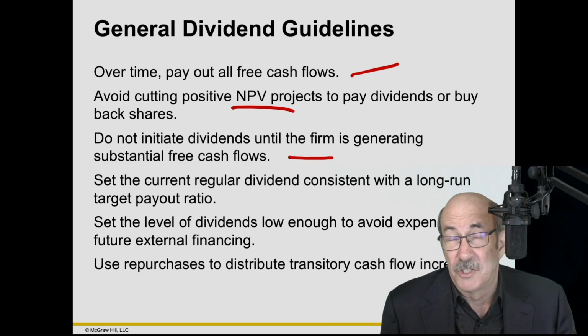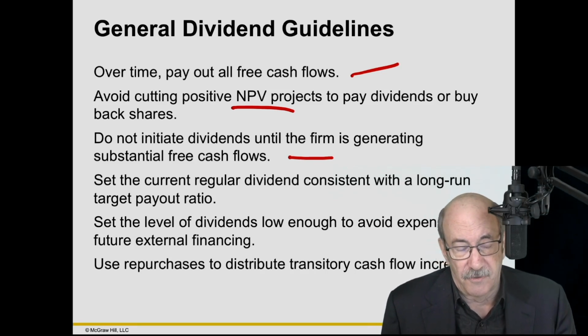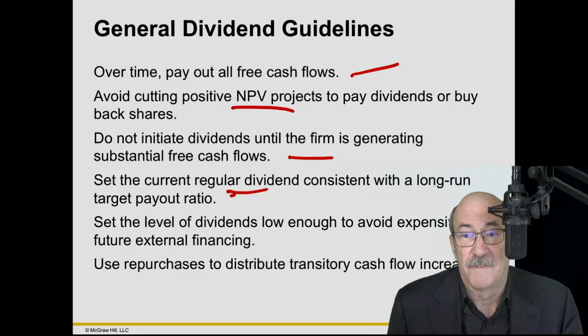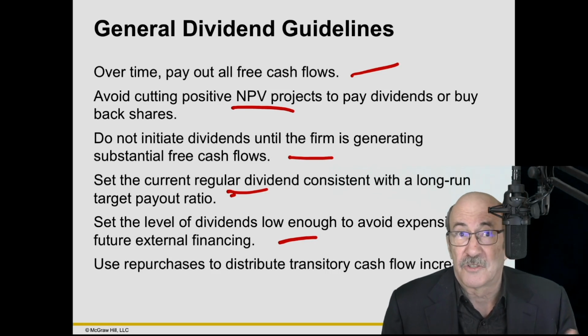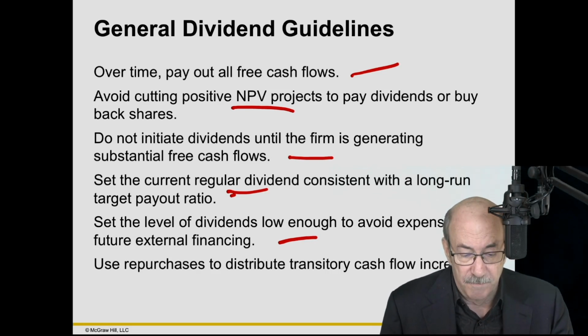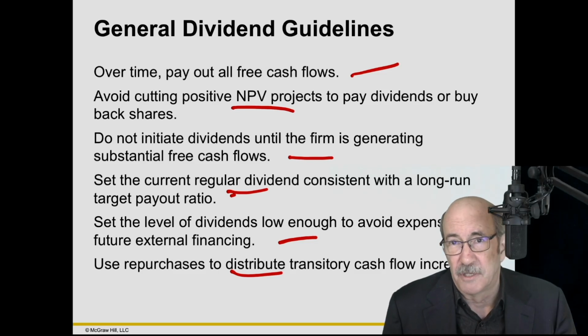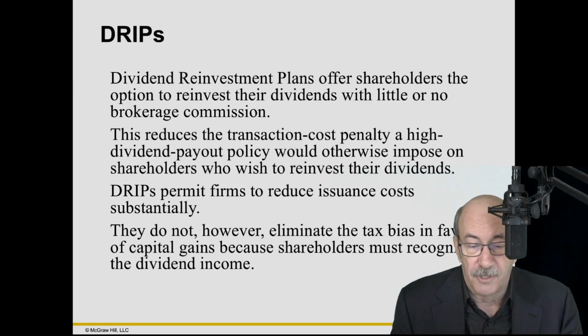Don't initiate dividends until you know that you can probably continue to pay them for the rest of the life of the company. Because again, you don't want to cut them because of that signal that it sends to the marketplace. Set the current regular dividend at a consistent, long-run, sustainable level. Set it low enough that you avoid having to use too much external financing, because it does become expensive. And then use repurchases to distribute any excess cash that may be generated because of a particularly good earnings season. We already looked at this one.